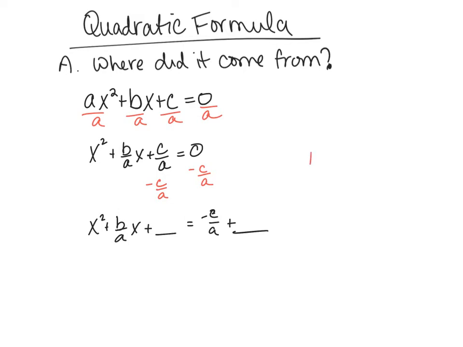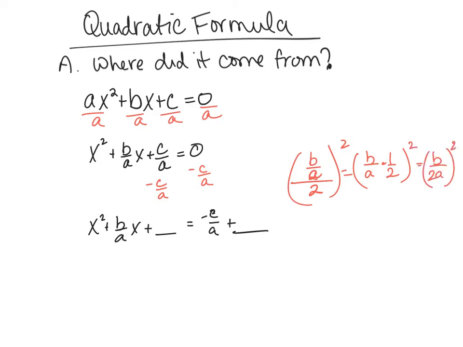To do that, we have to take b over a, divide it by 2, and then square it. Now you're dividing fractions by fractions, but remember that dividing by 2, we multiply by the reciprocal 1/2. So it's b over a times 1/2, which is b over 2a, squared, which is b squared over 4a squared. We square the top, square the bottom. So here I have b squared over 4a squared.